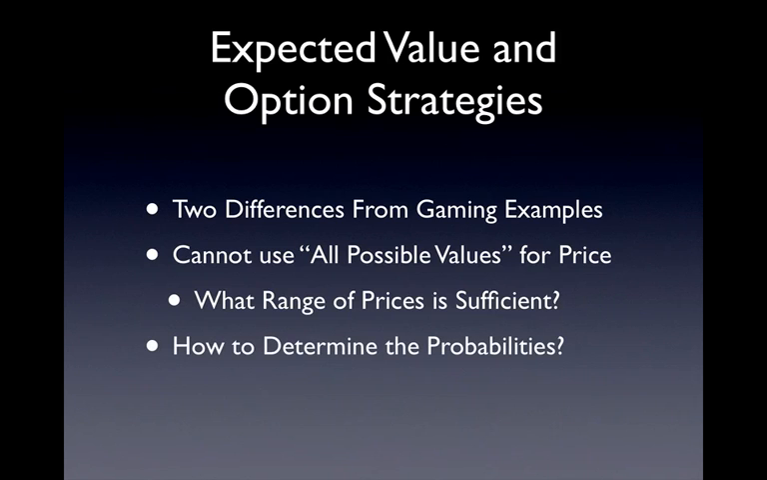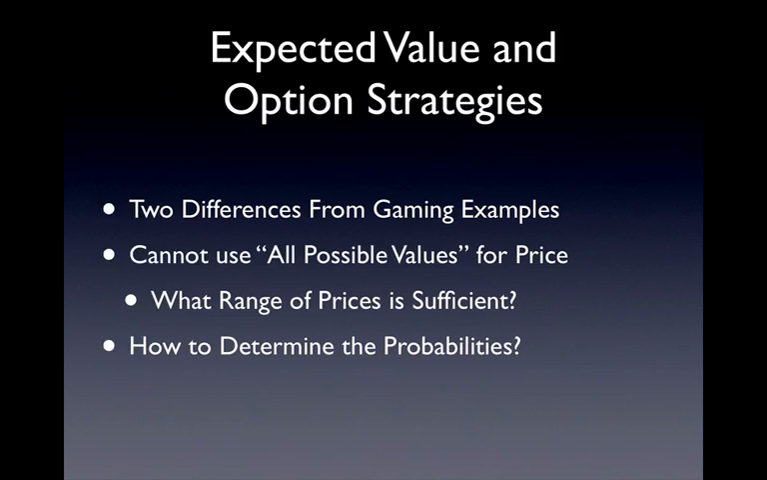The second question is, how do we determine the probabilities? Whereas the probabilities for the casino games are known and constant, the probabilities used to calculate the expected profit are dependent on an assumption about the price volatility of the underlying asset.